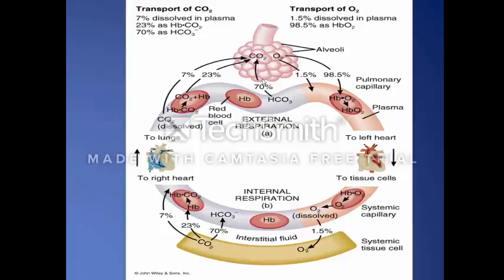This diagram, again from your textbooks, shows the transport of carbon dioxide and oxygen within the blood between the alveoli and the systemic capillaries.